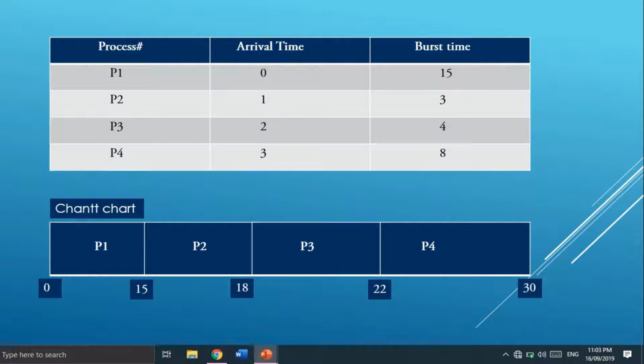As you can see in this table, it has the process number, arrival time, and the burst time. Through this table, we can calculate the average waiting time, considering that the processes P1, P2, P3, P4 arrive for execution in the same order, with the arrival time of 0 and the given burst time. Let's find the average waiting time using the first come first served scheduling algorithm.